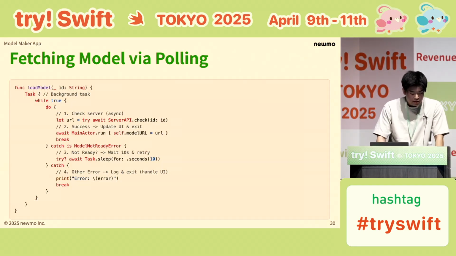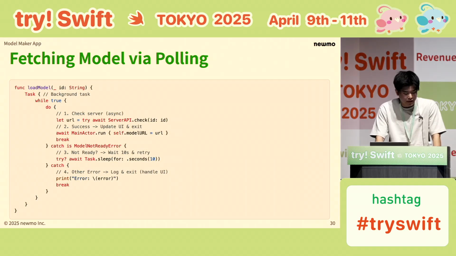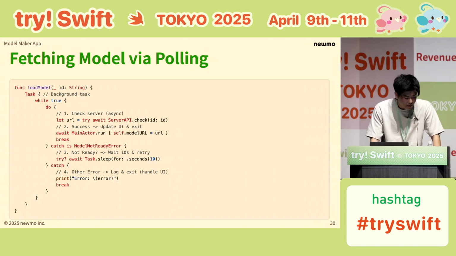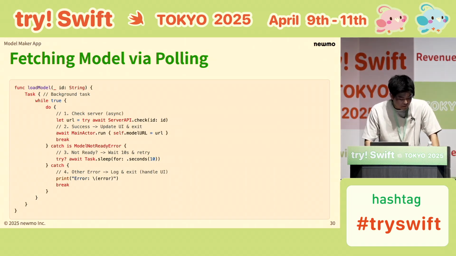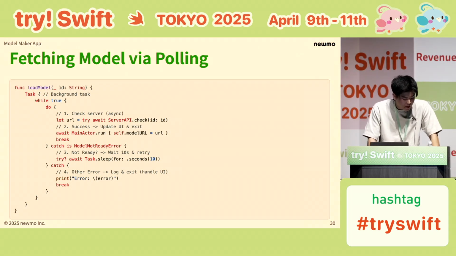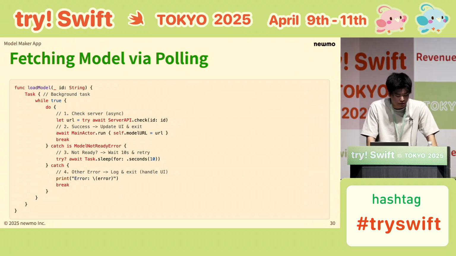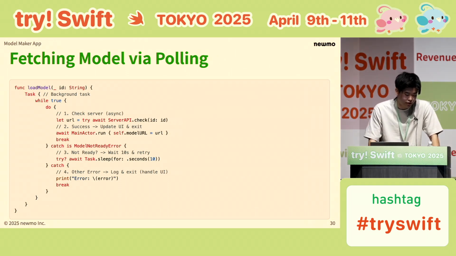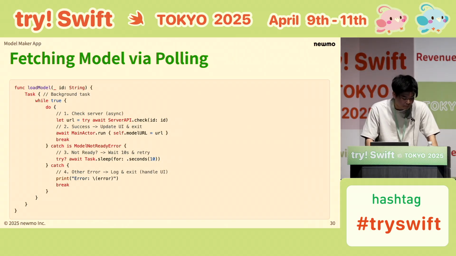This is simplified client code. To handle this waiting, the app polls the server. It repeatedly checks the job status in a background task, waiting a little bit between checks. When the server says the model is ready, the app updates the screen. If it's not ready, it just waits and tries again later. This is a straightforward way to handle long background processes using generative AI.